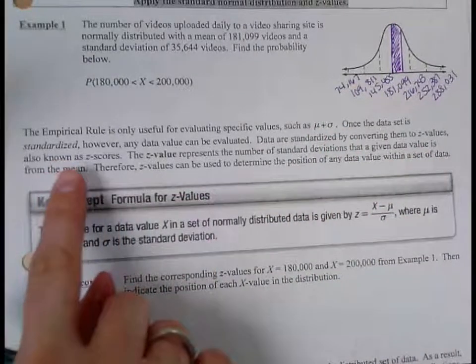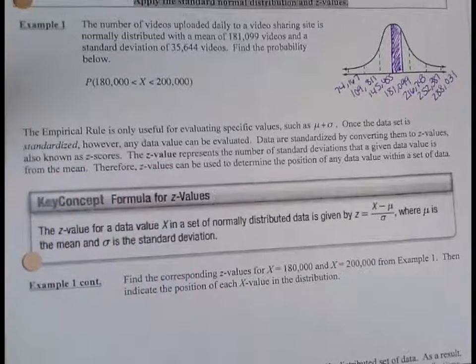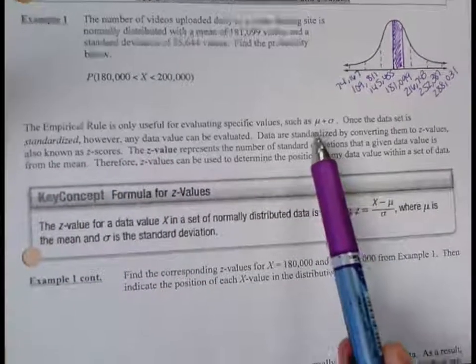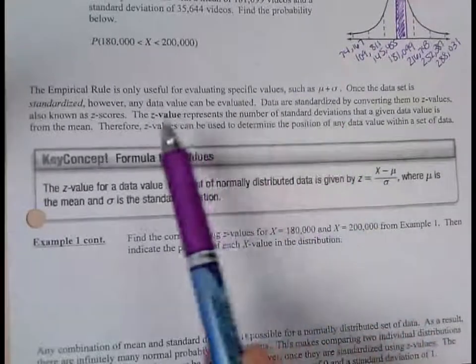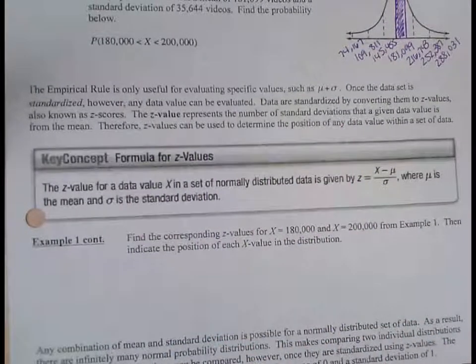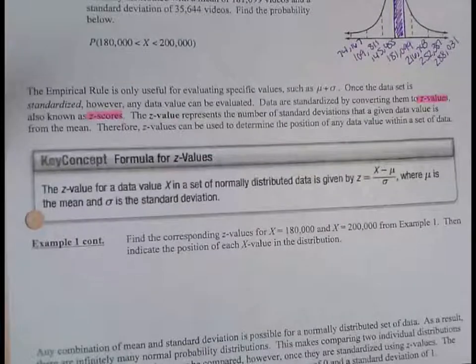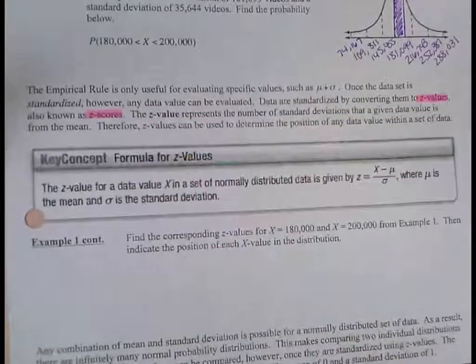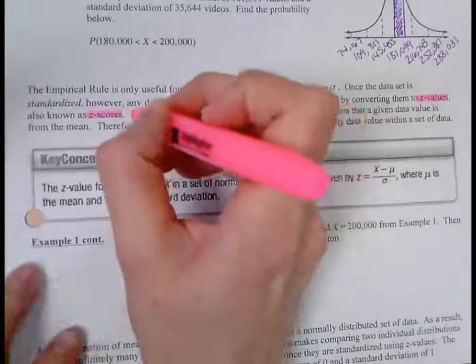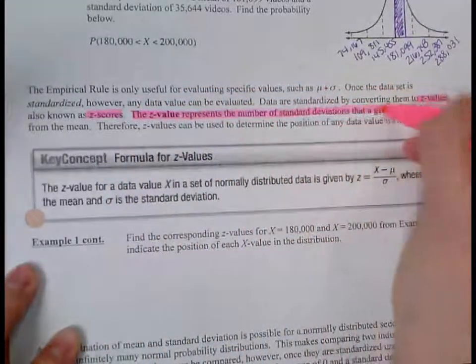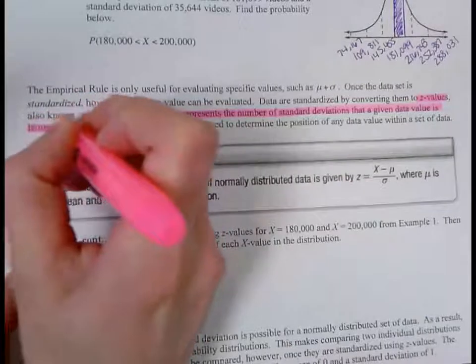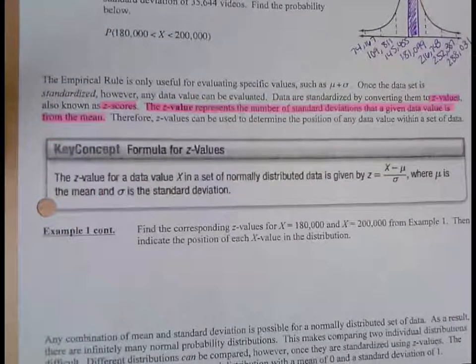Once you standardize a data set, any data value can be evaluated. Data are standardized by converting them to z-values. These are also known as z-scores. So if you hear a z-value or something asks you to find a z-score, they're talking about the same thing. It is very important for you to understand what the z-value actually represents. The z-value represents the number of standard deviations a given value is from the mean.